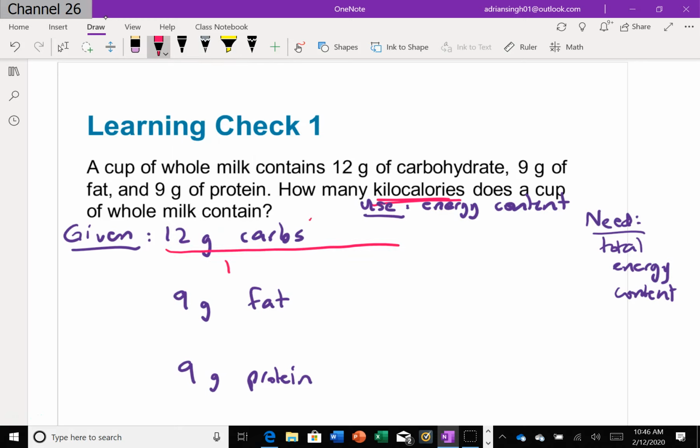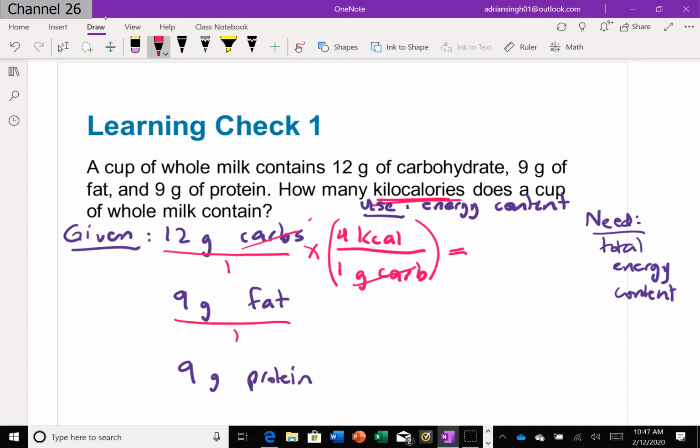So 12 grams of carbs, and I'm going to use my conversion factor, and that says that for every 1 gram of carbohydrate, I get, how much was it? 4 kilocalories of energy. So my grams of carbs cancel. That's going to give me the amount of energy for that amount of carbohydrates. Similarly now, for the 9 grams of fat, I can use my conversion factor, which tells me for every 1 gram of fat, I get 9 kilocalories of energy. Grams of fat cancel.